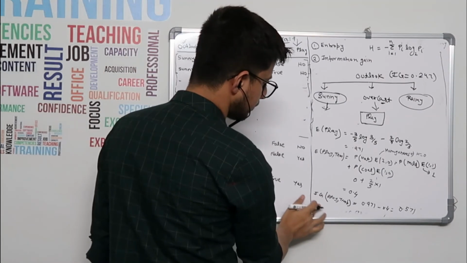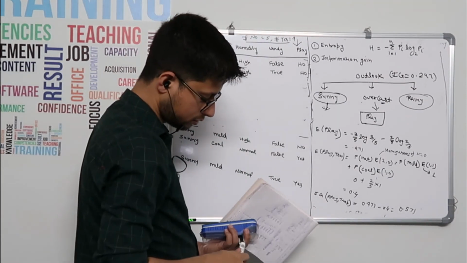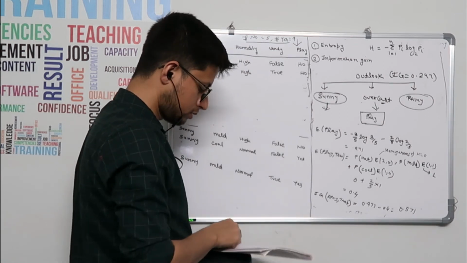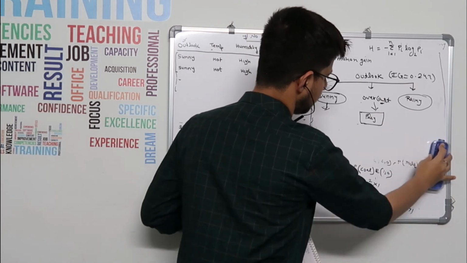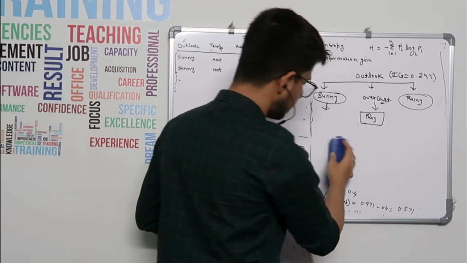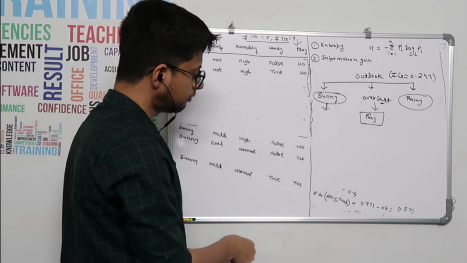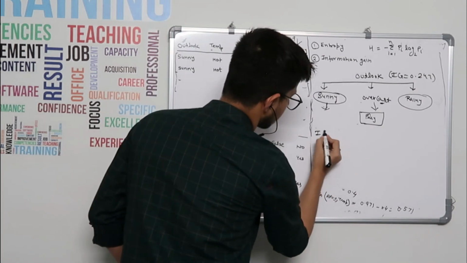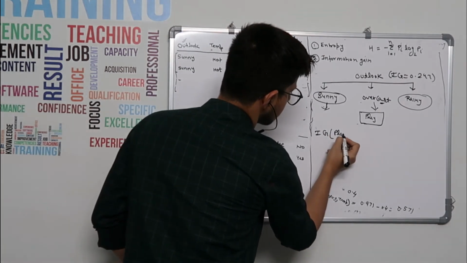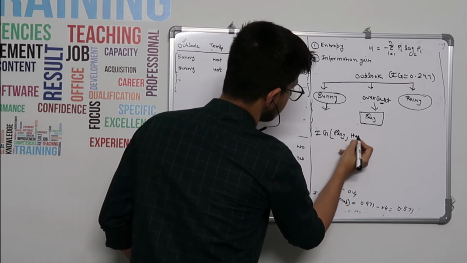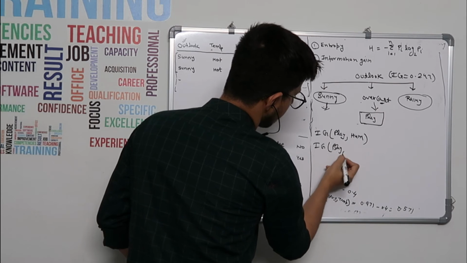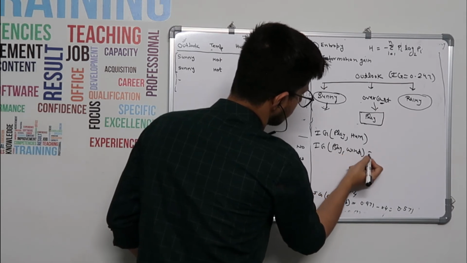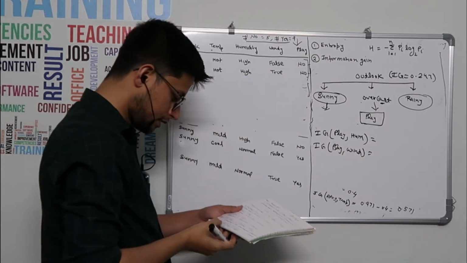If you do the similar calculation, then you will get IG of play and humidity, and you will get IG of play and windy. Let's see how much it is.